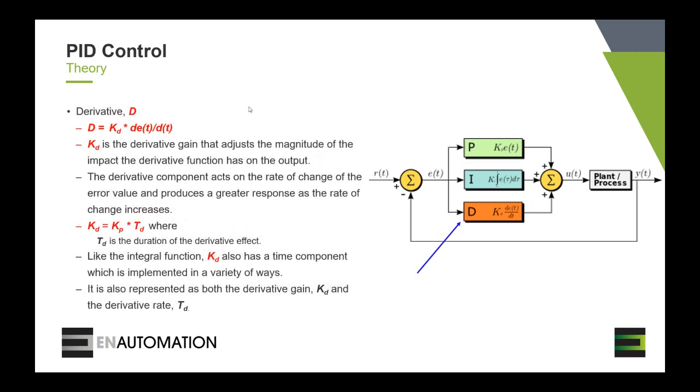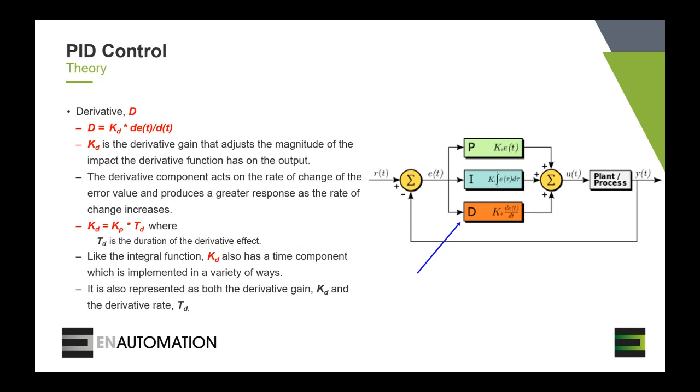So the derivative component acts on the rate of change of the process value, the rate of change of this error term, and it's the derivative gain times the change in error over the change in time. So just like with the integral function, derivative has a time component associated with it. It's the change in error over the change in time. So most of the time it's defined as the derivative time. And notice that the derivative gain is often referred to as a proportional gain times the derivative time. So again, changing the proportional gain also affects the derivative function of the PID controller.